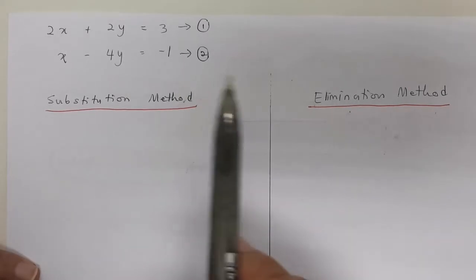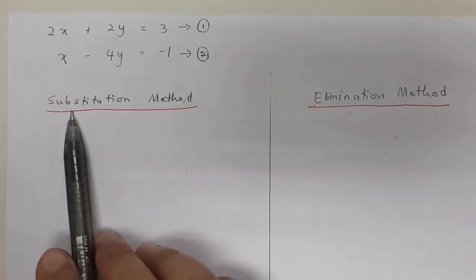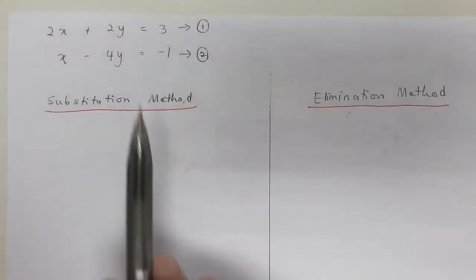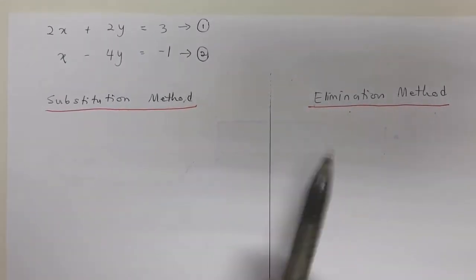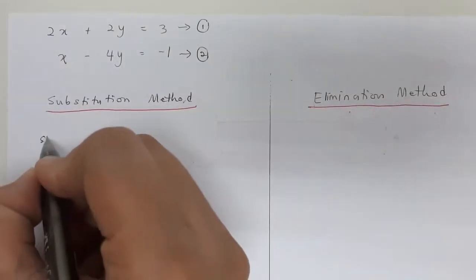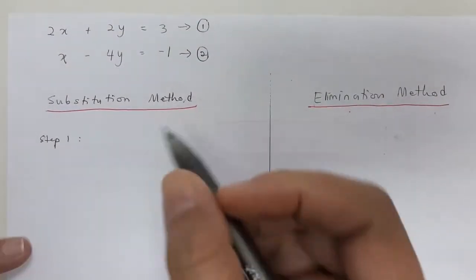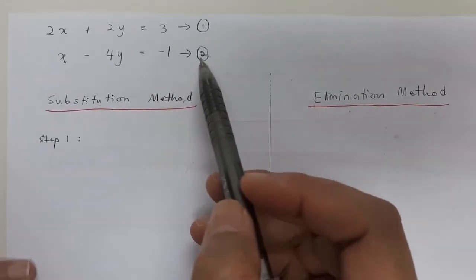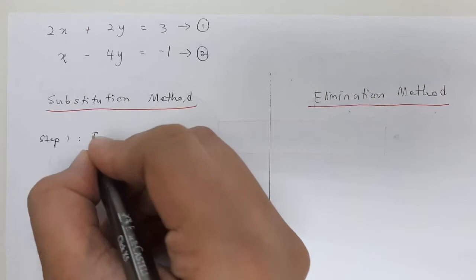There are two methods in simultaneous equations. Either we use the substitution method or the elimination method. For this example, we will discuss both methods. Okay, let's start with the substitution method. Step 1, choose one of the equations. Okay, I choose the second equation.